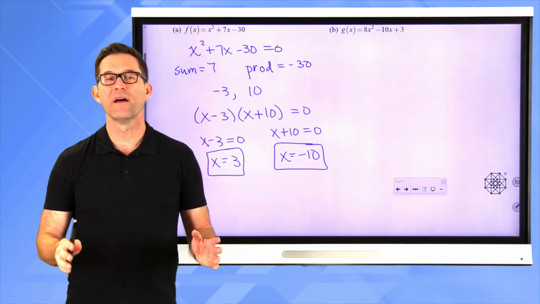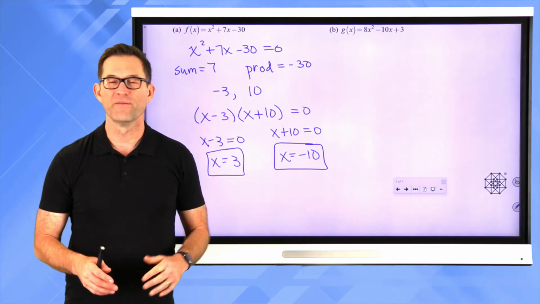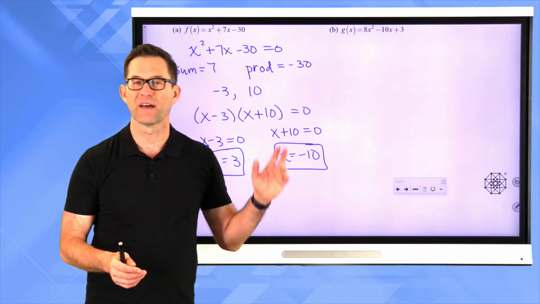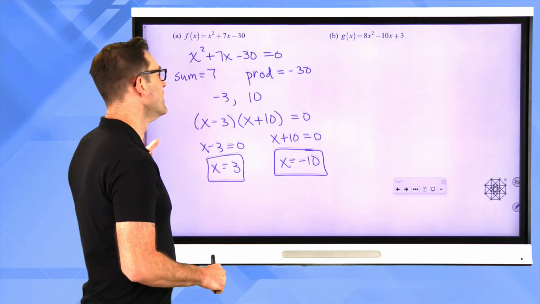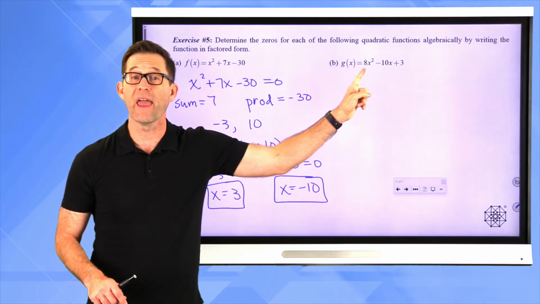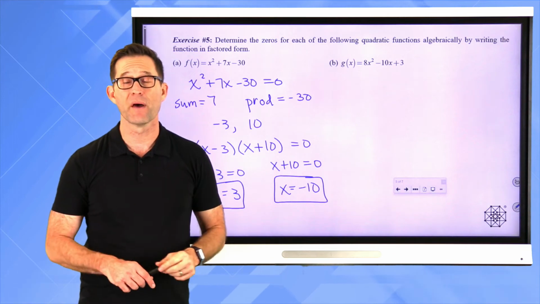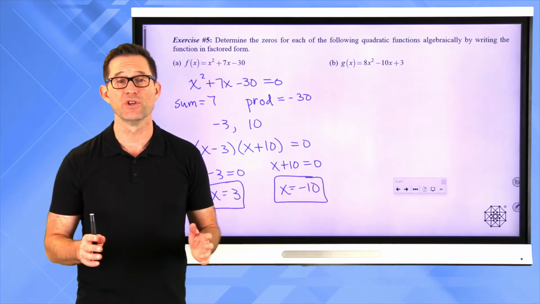Awesome. I love it when a quadratic has a leading coefficient of 1, right? Very, very easy to factor those. We just have to think about that simple sum and product, and then we have them. Letter B, this one's going to be a little more challenging with a leading coefficient equal to 8, right? Now you're going to want to do that AC method of factoring. Pause the video now and see if you can figure out the two zeros of g of x.